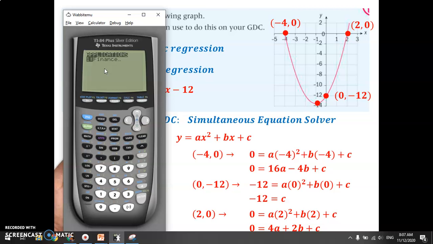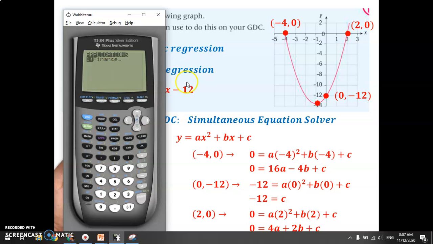You can press any button to go through that screen. Then it will ask you several choices. First one I think is simultaneous equation solver. Second one I think is poly root finder. So we're doing simultaneous equation solver, so number 1 I believe.